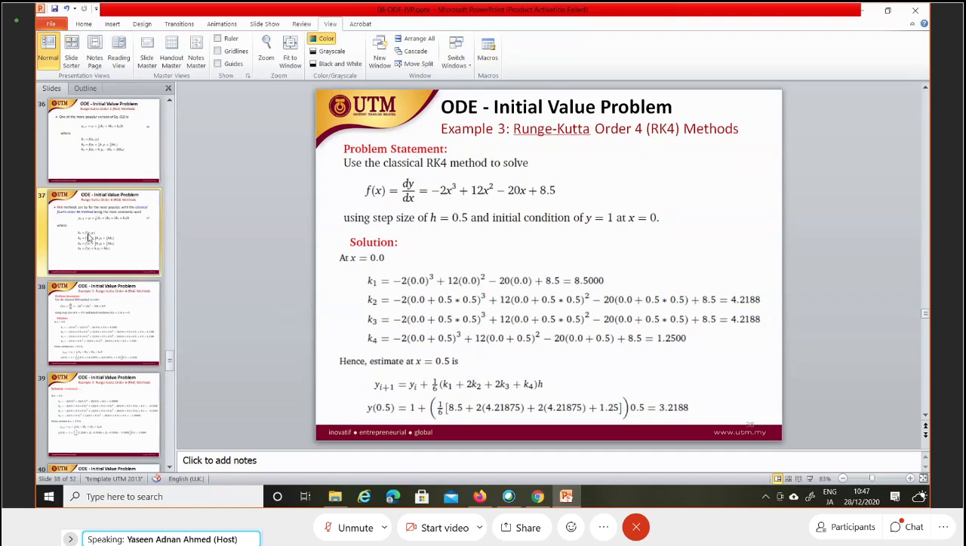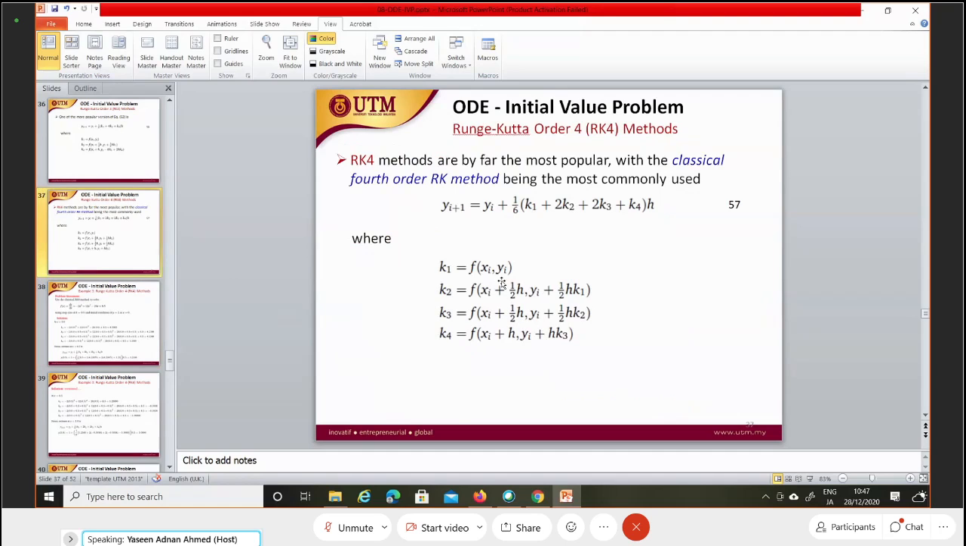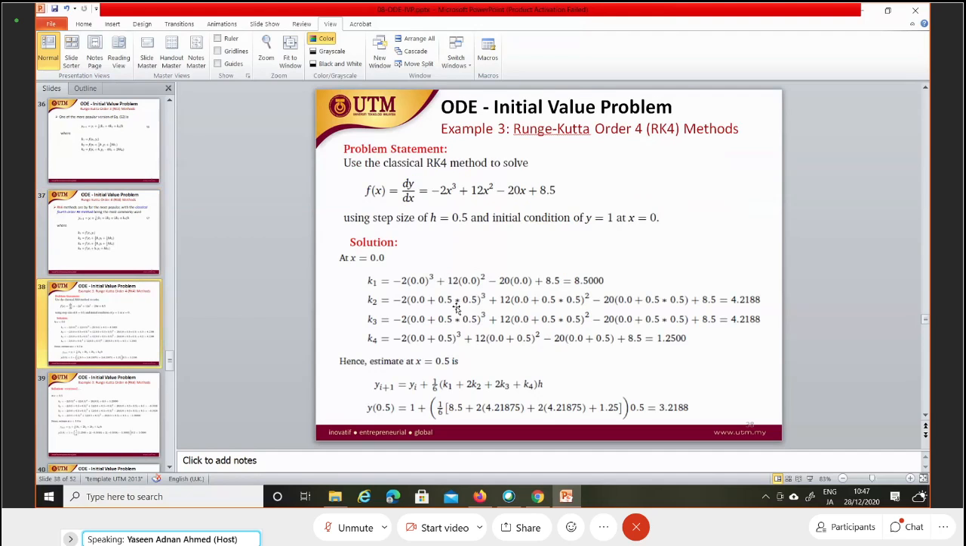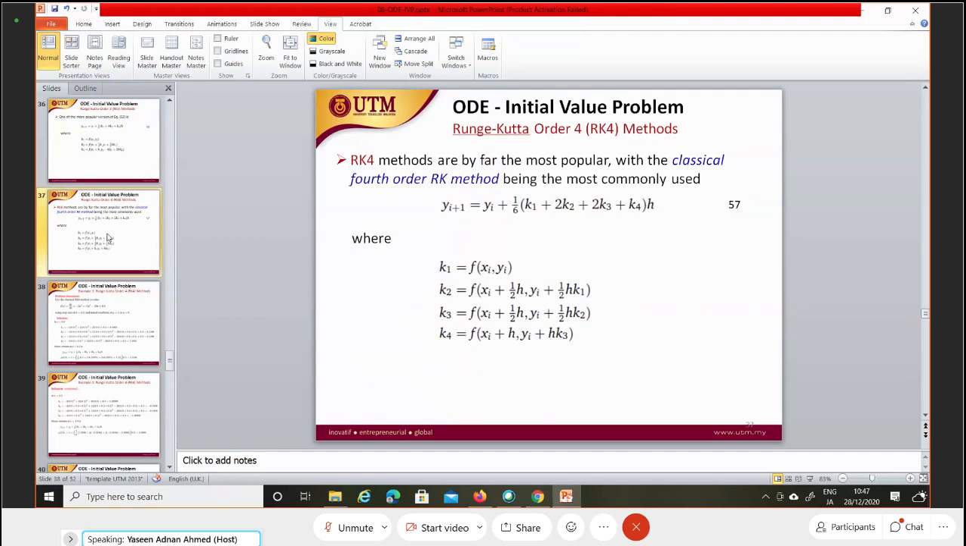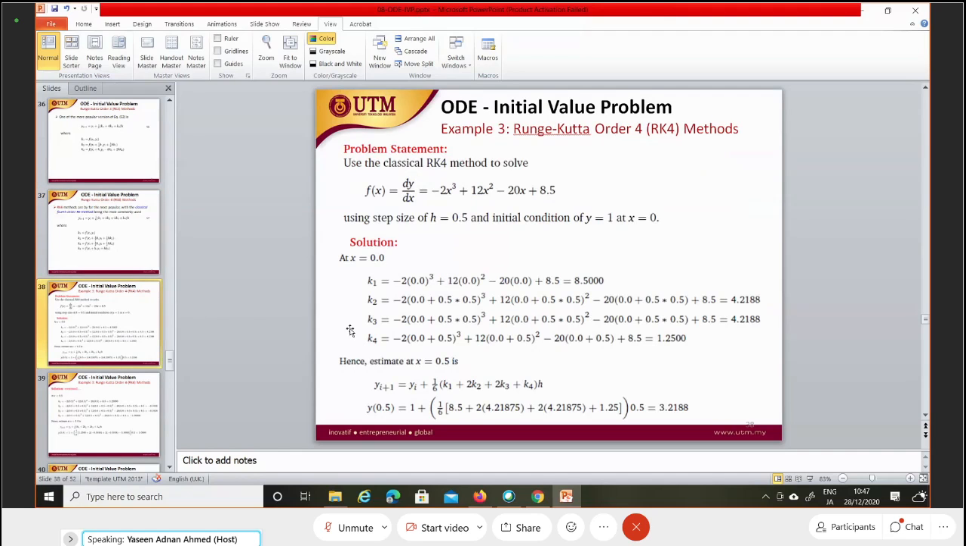K3, if you want to calculate K3, the x coordinate is the same, right? For K2 and K3, the x coordinate is the same, so we also use the same. And in the case of K4, we have xi plus h, not half h. So xi plus h means 0 plus 0.5 is 0.5. So you have K1, K2, K3, K4 ready.